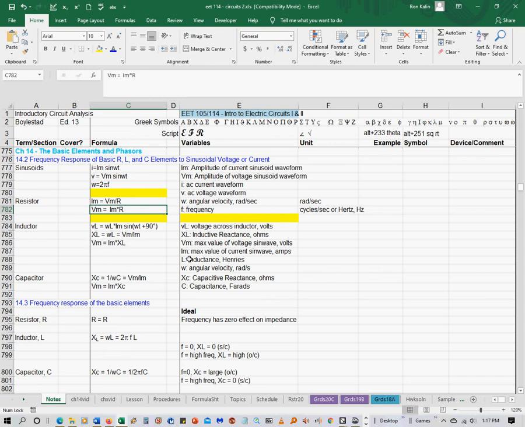XL is a variable. It's the inductive reactance in ohms, and it's equal to omega times L, or Vm divided by Im, the two max values of the sinusoids. And then you can remanipulate this until Vm equals I sub M times XL.